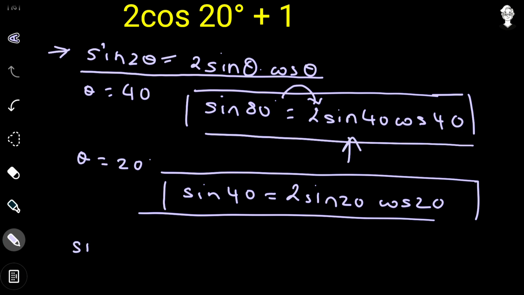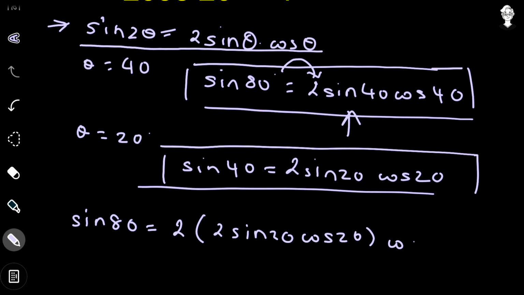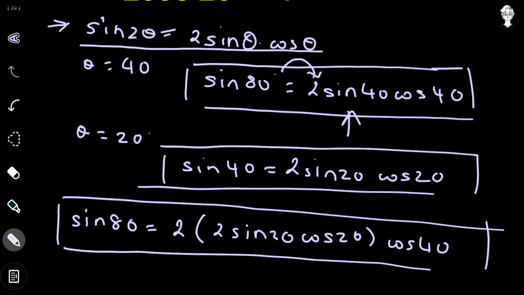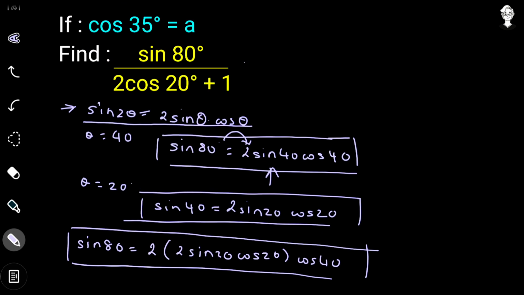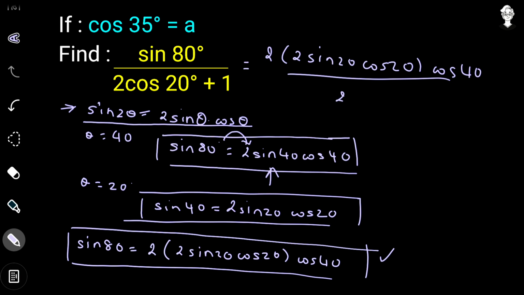So finally, sine of 80 degree is equal to 2 times sine of 20 degree multiplied with cos of 20 degree multiplied with cos of 40 degree. So here we have finally expanded sine of 80 degree. Now let us replace this in the original equation. Let us rewrite sine of 80 degree as this, that is 2 times sine of 20 degree multiplied with cos of 20 degree multiplied with cos of 40 degree, and in the denominator 2 times cos of 20 degree plus 1 as it is.